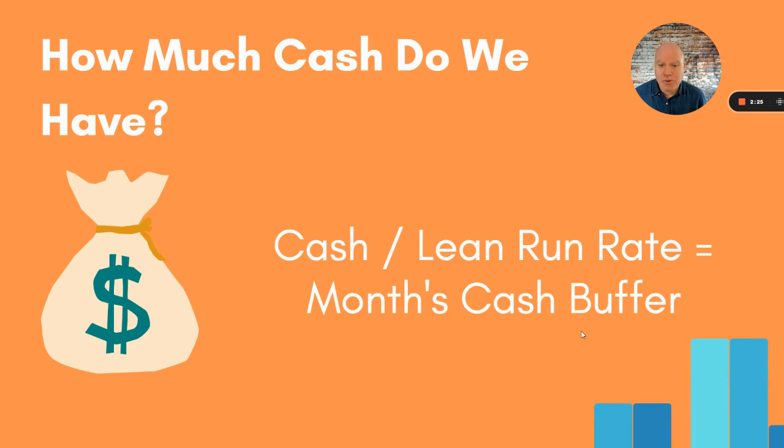How much cash do we have? Cash divided by the lean run rate gives us a number of months cash buffer that we have. So in the previous example, our lean run rate is 65,000. If we have 130,000, we've got 2 months. If we have 195,000, we have 3 months. And obviously, the more cash we have, the more time we have to make decisions. And that's important when we're thinking about what we do next. How quickly do we have to do something?